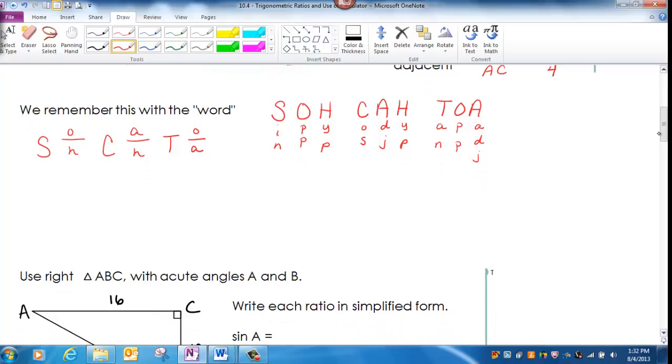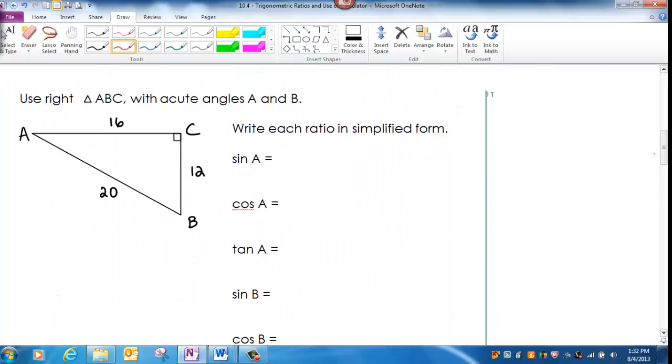Okay, let's try an example. So using right triangle ABC with acute angles A and B, we want to write each trig ratio in its simplified form. Okay, so first one, we have sine of angle A. We'll find angle A, which is here. So sine, remember, is opposite over hypotenuse. So opposite to A is 12. And the hypotenuse, remember that's across from the right angle, is 20. Well, hopefully you guys can see that 12 over 20 can be simplified further. You can divide both the numerator and the denominator by 4. So this will simplify to 3 over 5. And that would be our final answer.